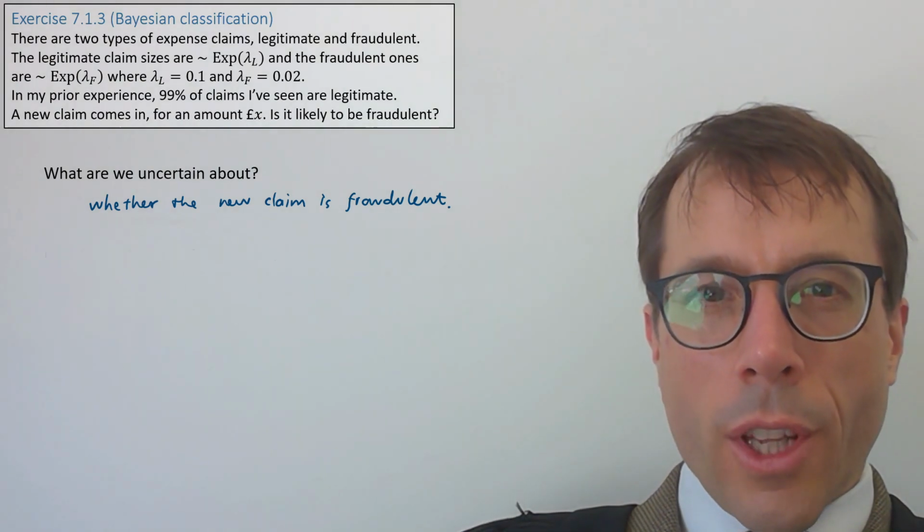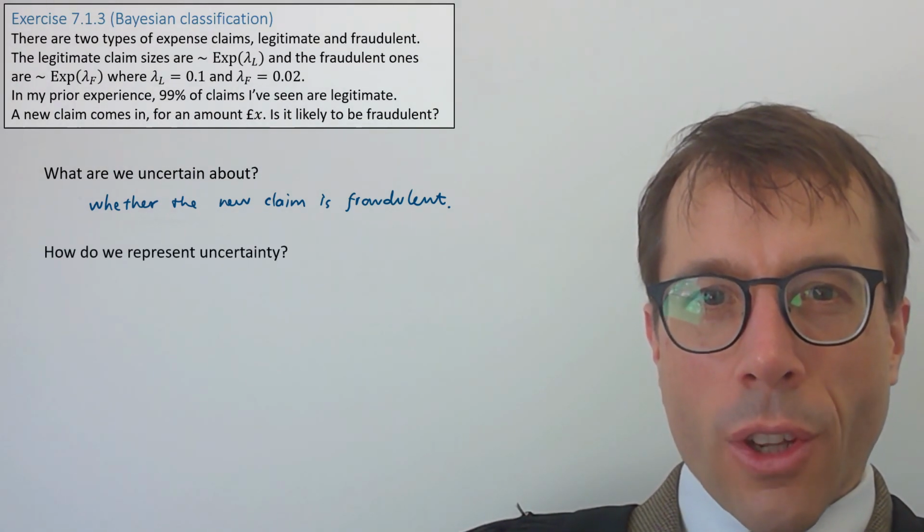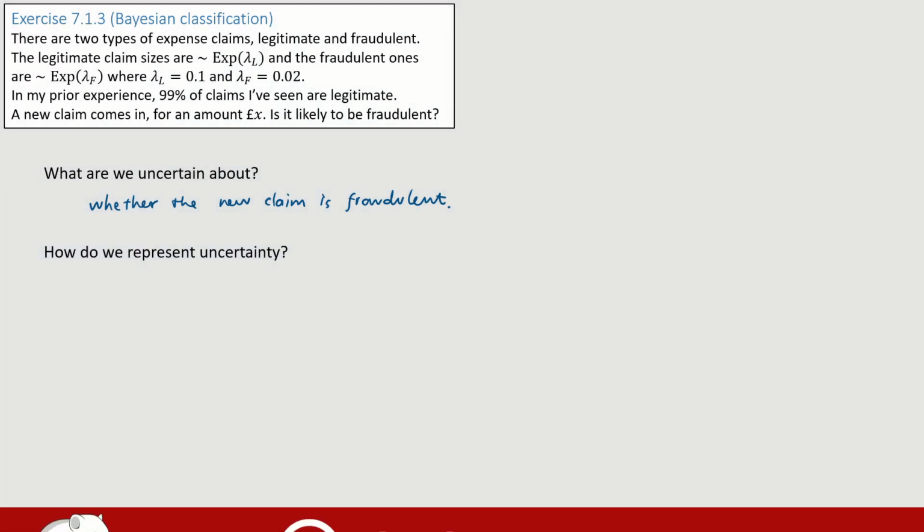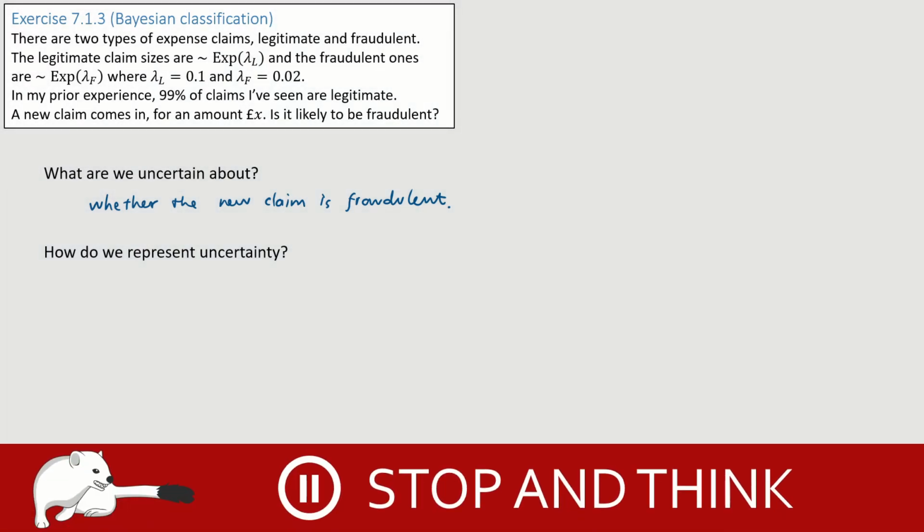So the next question is, how do we represent our uncertainty? What do you think? Pause the video and see if you can work out what we need to do here. How can we think of this uncertainty as an unknown parameter? Once we manage that, how do we go about answering the rest of the question? Stop and think, and when you're ready, press play.